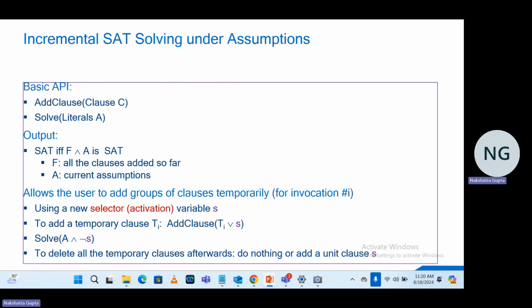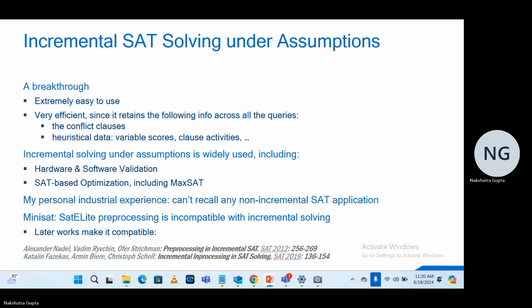This is the basic API of the SAT solver. So as I said, it's extremely easy to use, and it retains all the information of the clauses and all the learned clauses across all the calls.